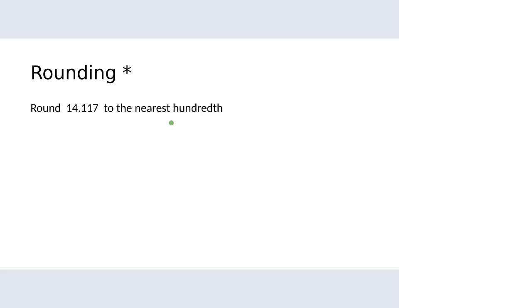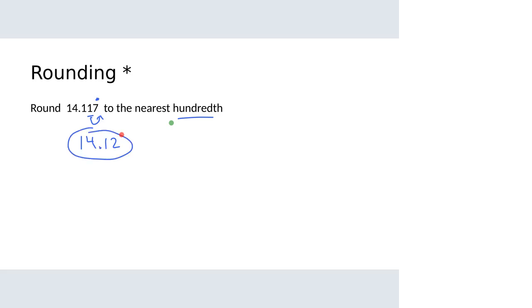And so as we take a look at this one, 14.117 to the nearest hundredth. So find that hundredths place, that's where that second one is. We look one space to the right. Since the number there is 5 or bigger, we'll round this up. And so that becomes 14.12.